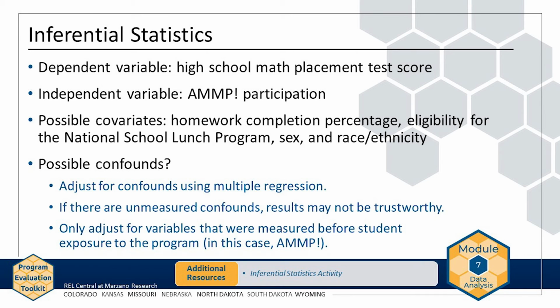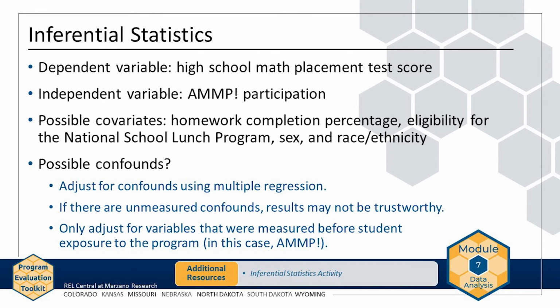Begin by identifying variables. The first sheet in the Inferential Statistics Activity Workbook is a codebook that describes all variables included. High school math placement test score is the dependent variable, and AMP participation is the main independent variable of interest. That is, the main objective is to understand the causal effect of AMP participation on math placement test scores. Possible covariates include homework completion percentage, eligibility for the National School Lunch Program, sex, and race, ethnicity.